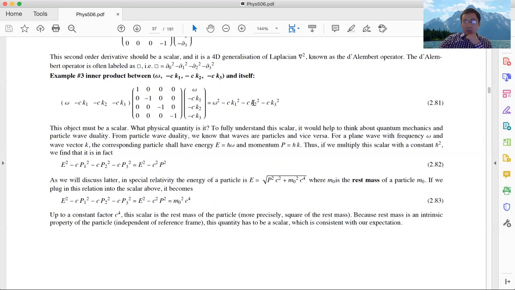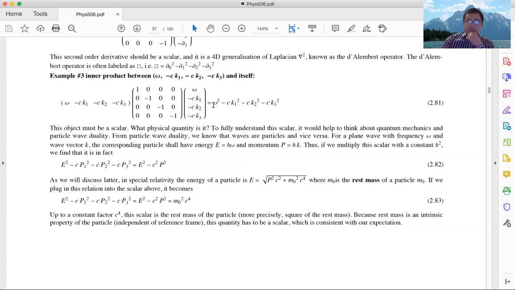To see that this is the rest mass, we need to use particle-wave duality from quantum mechanics. In quantum mechanics we know particles are waves and waves are particles. If we have a wave with frequency omega and wave vector k, this wave gives me quantum particles, and the energy of a quantum particle is h bar omega. That's what Planck told us. H bar is the Planck constant, and the momentum of my quantum particle is h bar times k. So let's multiply every term by h bar squared. H bar is a physics constant, a scalar, so a scalar multiplied by a scalar should also be a scalar.